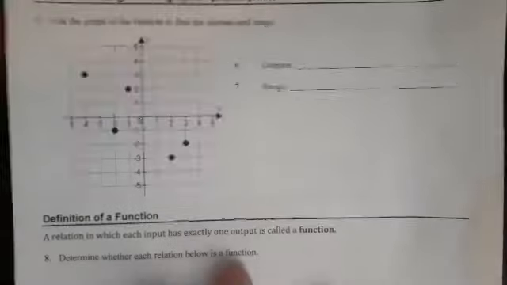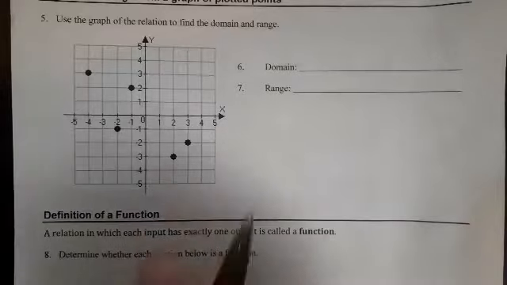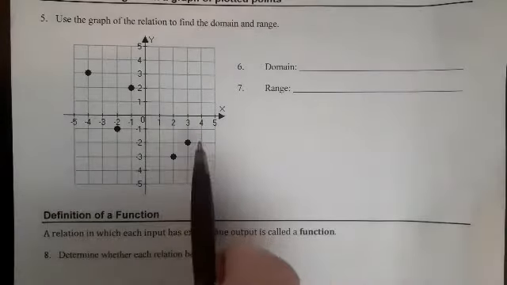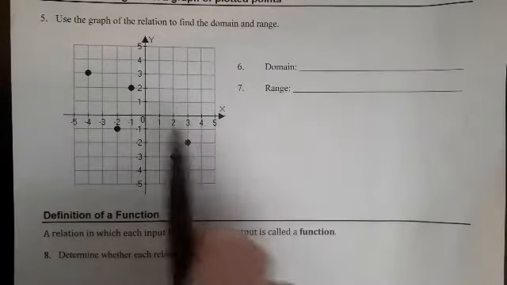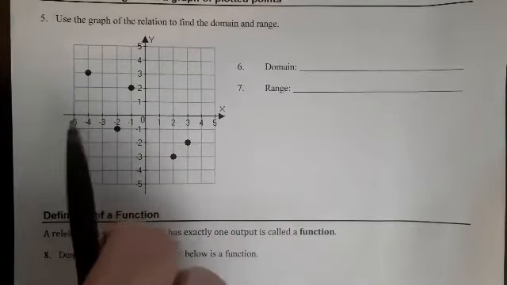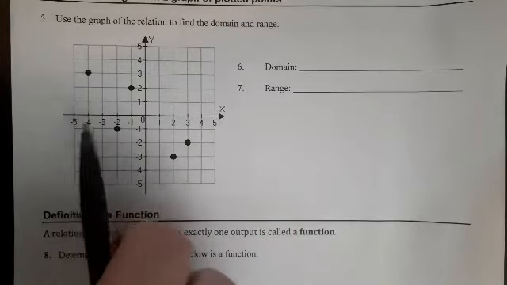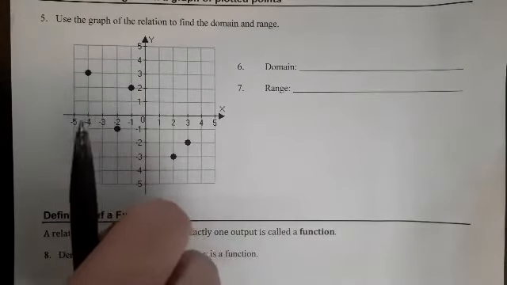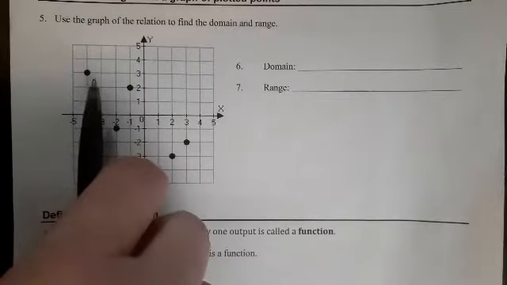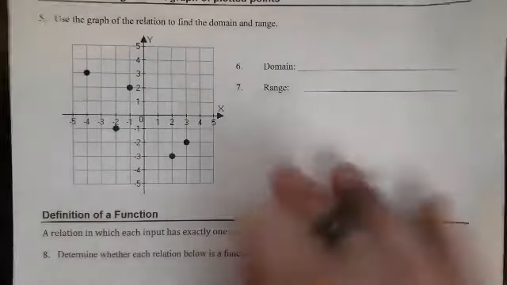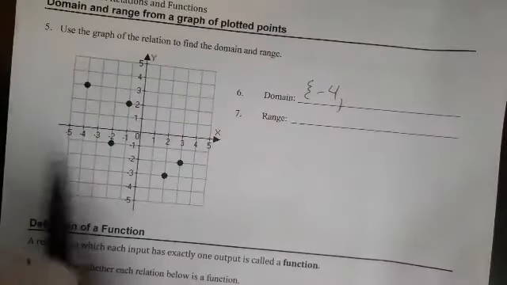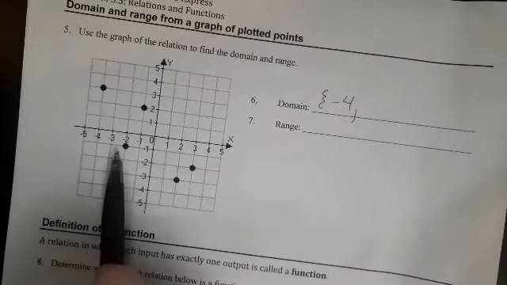So my domain, they just defined it on the previous page. This should be all my x values. So if you want to look along here at the x-axis, and what I will typically do is go from least to greatest, left to right. It's just typically easier to do that. The first x I run across here is -4. The next one I run across is right here at a -2.